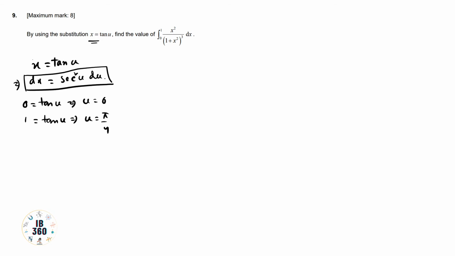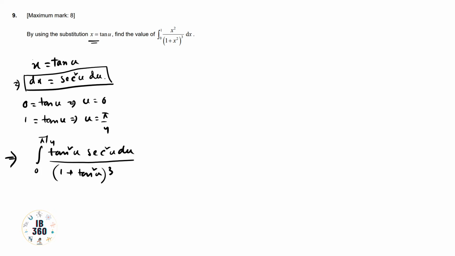So now the limit becomes 0 to pi by 4 of x square, so x square means tan square u, dx means sec square u du, divided by (1 plus x square) to the power cube, so (1 plus tan square u) to the power cube. So this is my integration now. The limit will be 0 to pi by 4 tan square u sec square u du divided by (1 plus tan square u) whole cube.